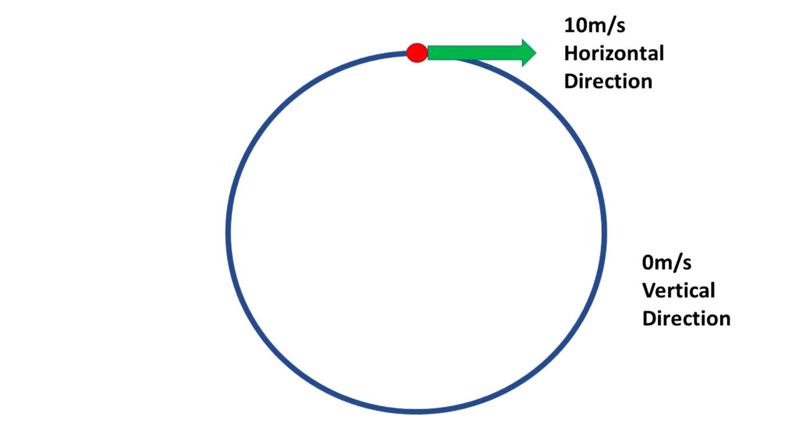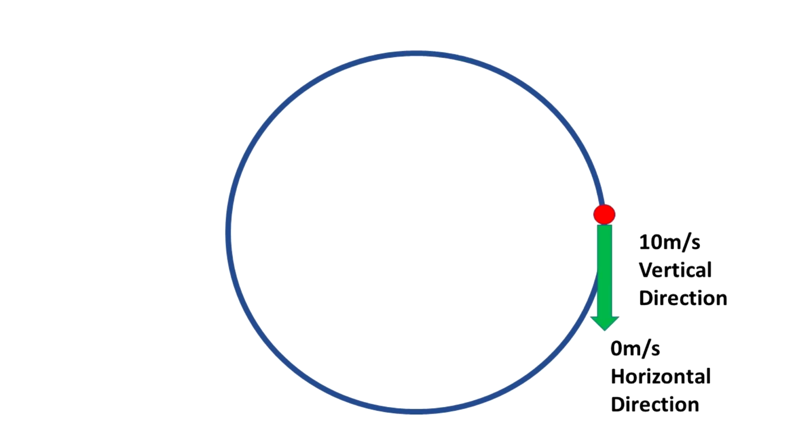Now, if we were to take an instantaneous snapshot of its motion at that point, let's say it's traveling at 10 meters per second. At that point, all of that movement is in the horizontal direction. It is traveling at what we'd call a linear speed of 10 meters per second to the right in that horizontal plane. There is absolutely no movement in that instance in a vertical plane. It's not moving downwards at all, it's moving just to the right.